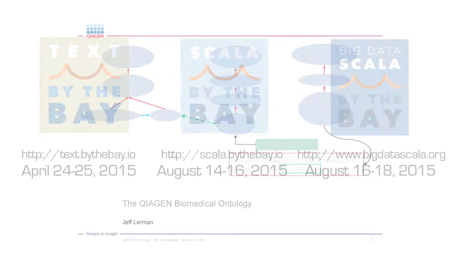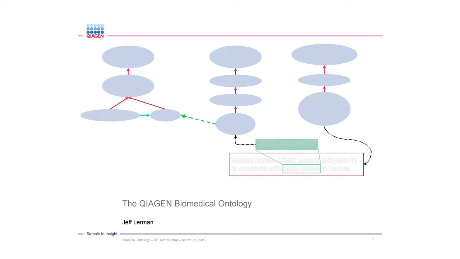I'm going to be talking about the QIAGEN biomedical ontology. Thanks for that introduction. So we've had an introduction already to ontologies in general. I'll probably be repeating some of that, but our ontology is organized a little bit differently, so this will be an interesting contrast, I think.